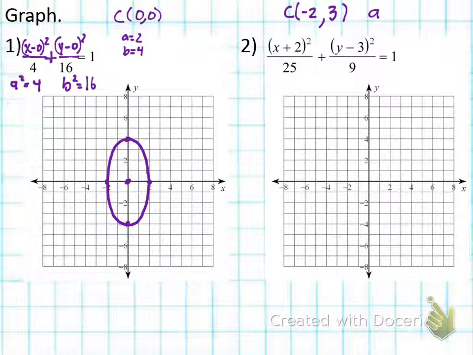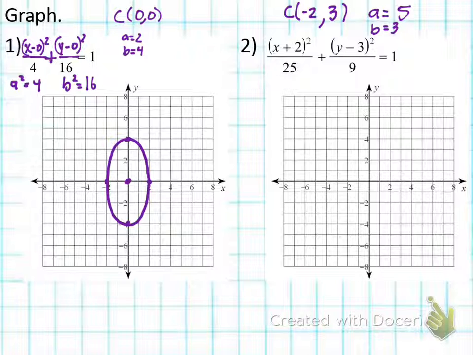Our k is 3. Then a squared is going to be the number under the x term, which is 25. So a squared is equal to 25. So a must be equal to 5. B squared is equal to 9. Therefore, square root of 9 is 3. All right. Then we're going to plot our points.